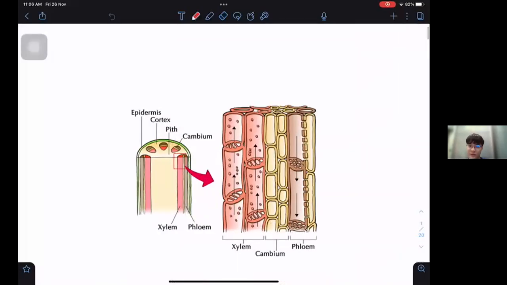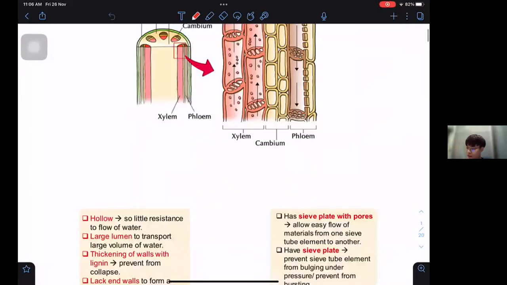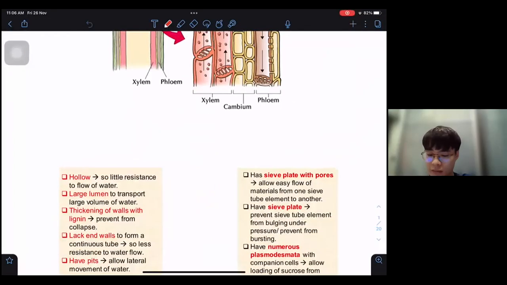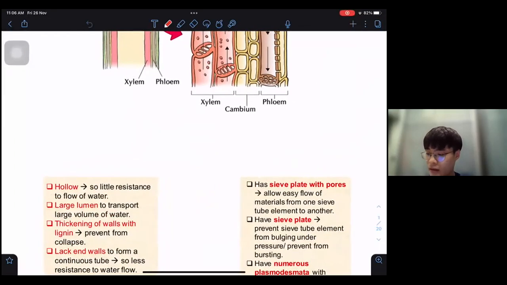So today we are going to talk about transport in plants. I'm going to start with the structure of xylem and phloem. Xylem is transporting water and inorganic ions. And then phloem is carrying organic substances.